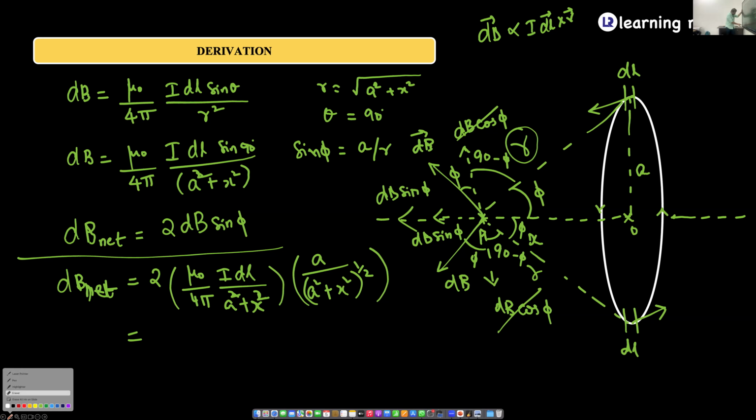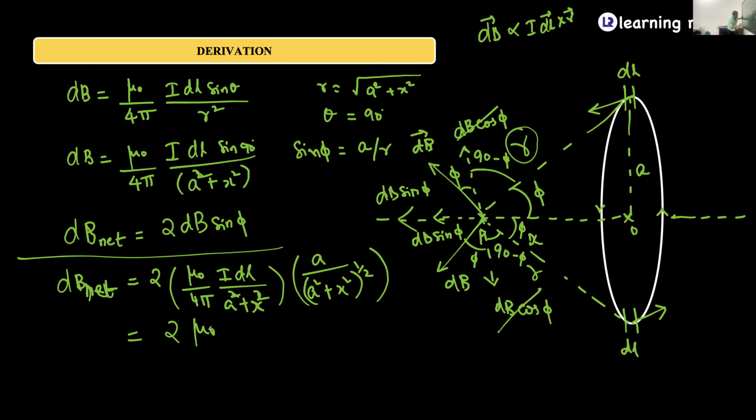Can you tell me how much will the value be? 2 times mu naught divided by 4 pi into I dl into a divided by a square plus x square, the whole power 3 by 2. Because a square plus x square power 1 into a square plus x square, the whole power half, will be a square plus x square, the whole power 3 by 2. So we'll write 2 times mu naught I dl into a, the whole divided by 4 pi into a square plus x square, the whole power 3 by 2. Okay. So this is the value of dB net.